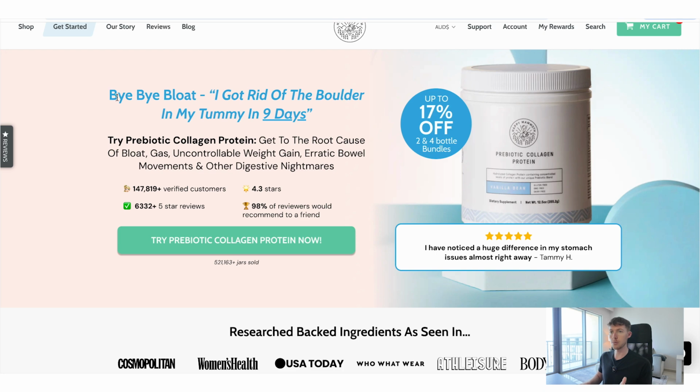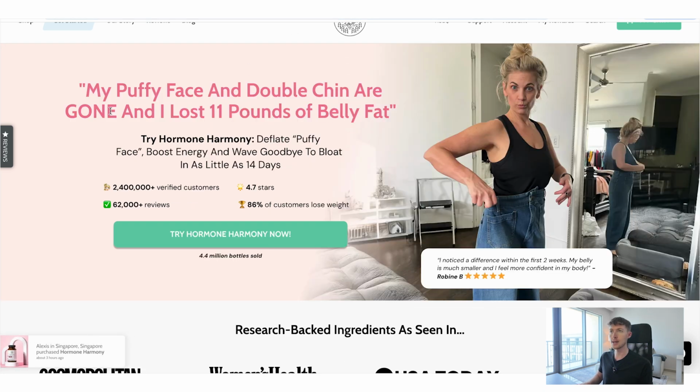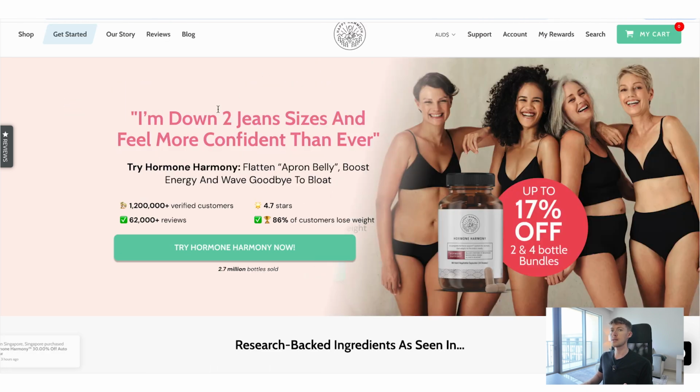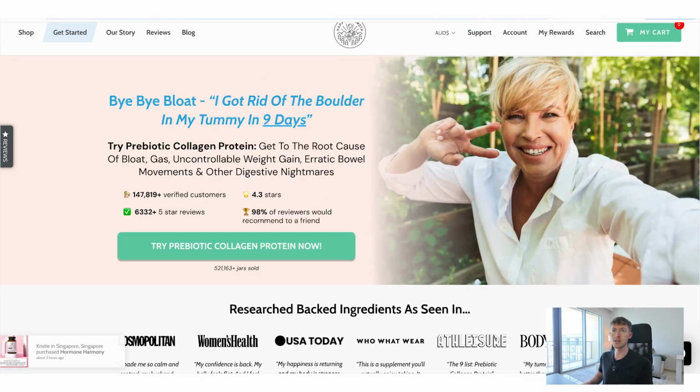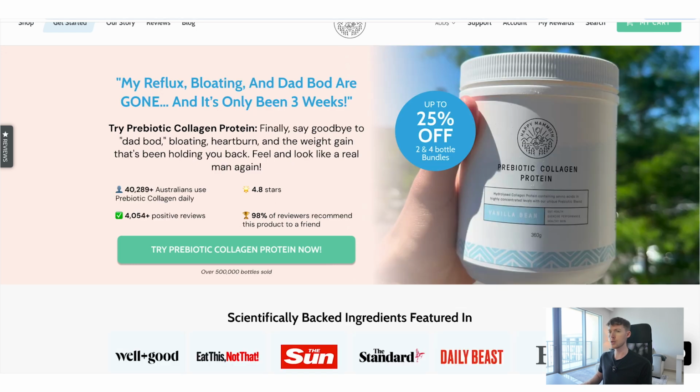So these are examples that I pulled directly from here, right? Other ones, bye bloat, I got rid of the boulder in my tummy in 9 days. My puffy face and double chin are gone, and I lost 11 pounds of belly fat. So we can see here how it repeats itself, right? The structure repeats itself, okay? So that is the headline.